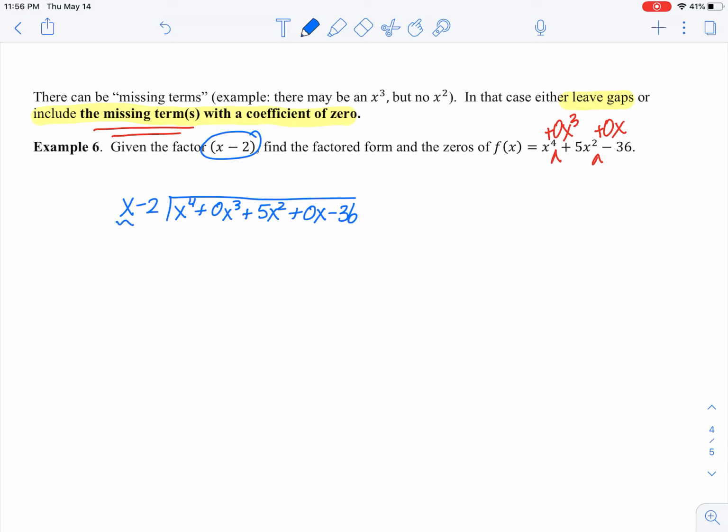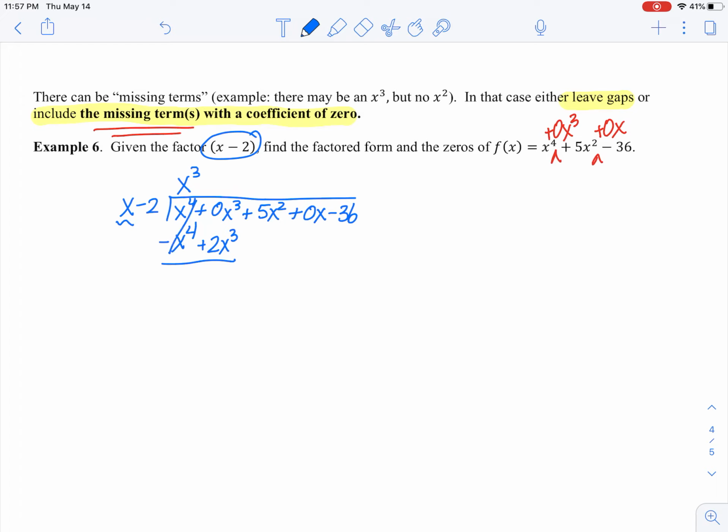And now we can start the process. X times what will give me x to the fourth? Oh, x to the third. And then we distribute down. X to the third times x is x to the fourth. X to the third times minus 2 is minus 2x to the third. And then we subtract, which is changing their signs and adding.